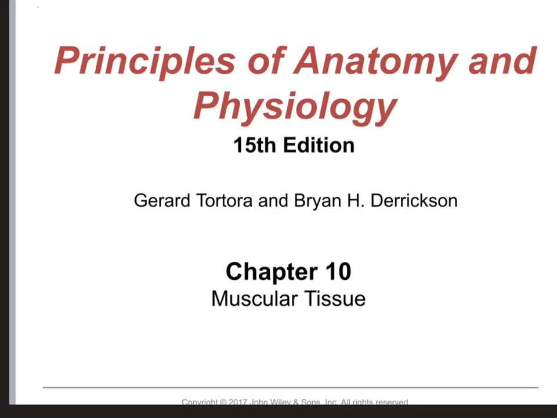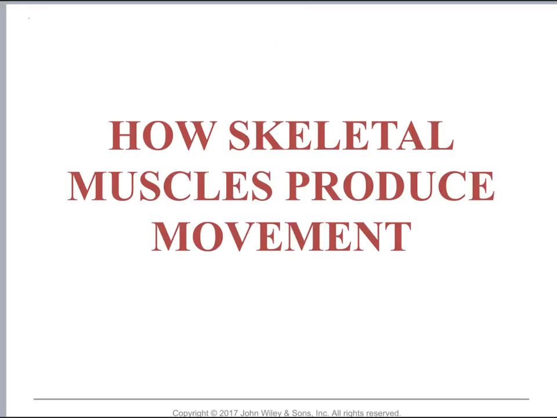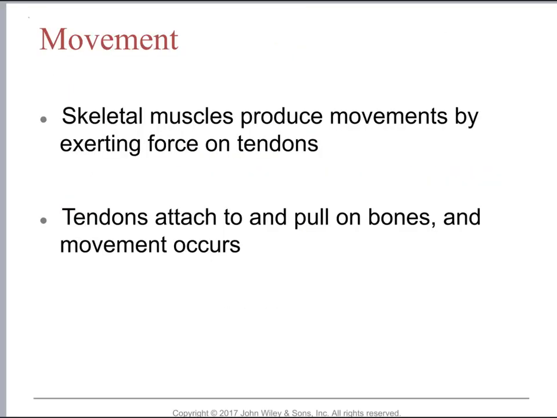Chapter 10, Muscular Tissue. How skeletal muscles produce movement. So let's start by defining what movement is and how skeletal muscle accomplishes this. Skeletal muscles produce movement by exerting forces on tendons. Tendons attach to the bones and pull. So this is a big part.